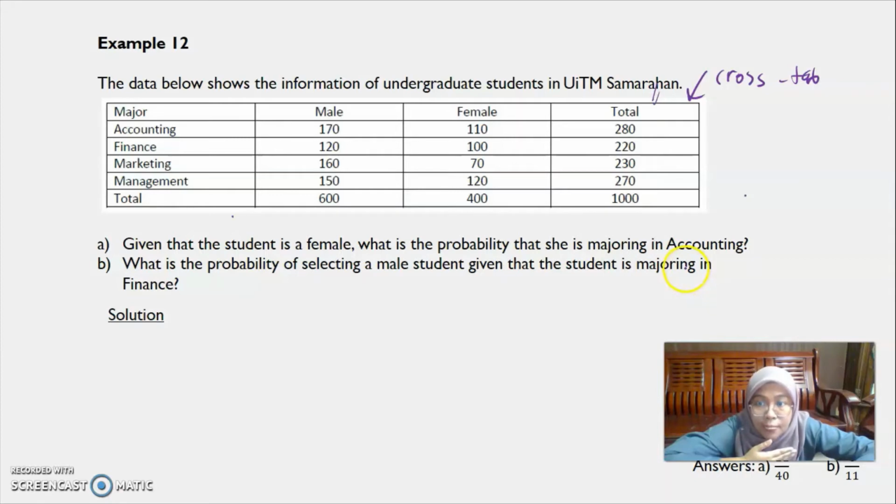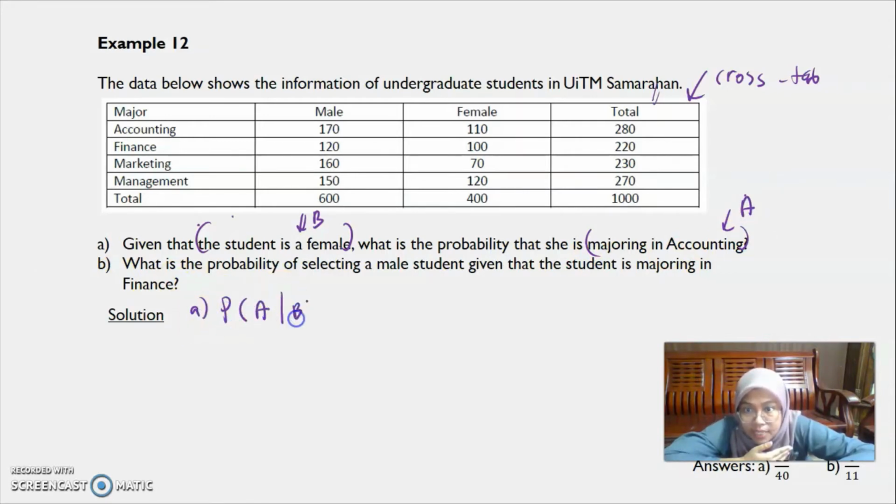For question A, we need to find the probability that the student is majoring in accounting given that the student is a female. So this is the event that has already occurred. Let's say this is event B. The student is a female is event B, and the student is majoring in accounting is event A. So now for question A, we need to find the probability of A given that B has already occurred.